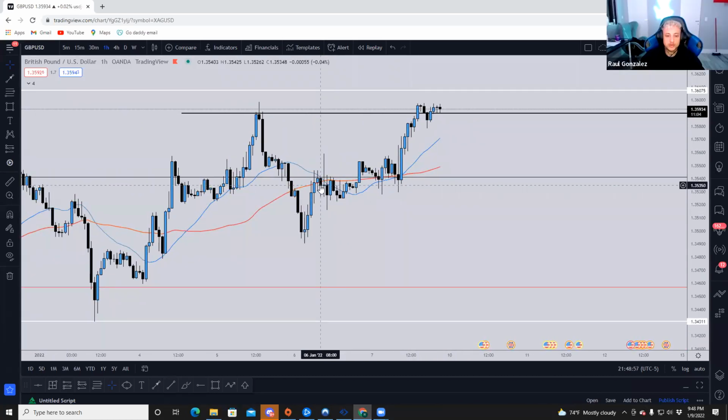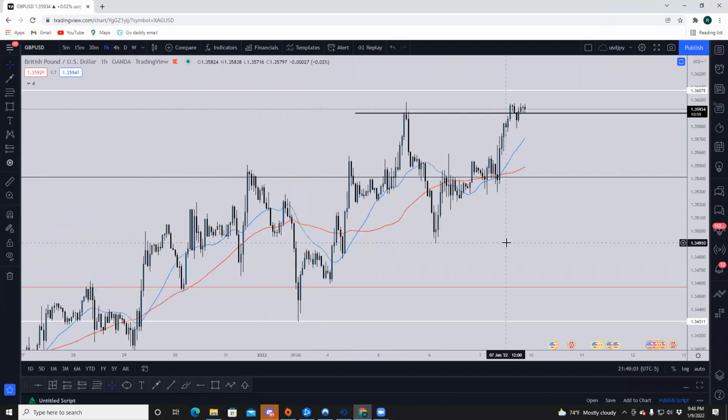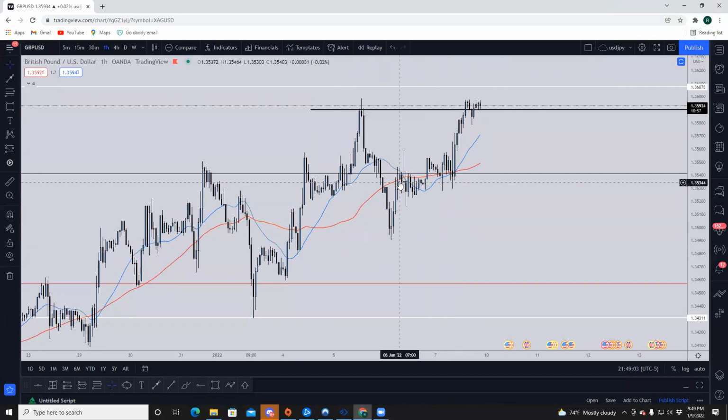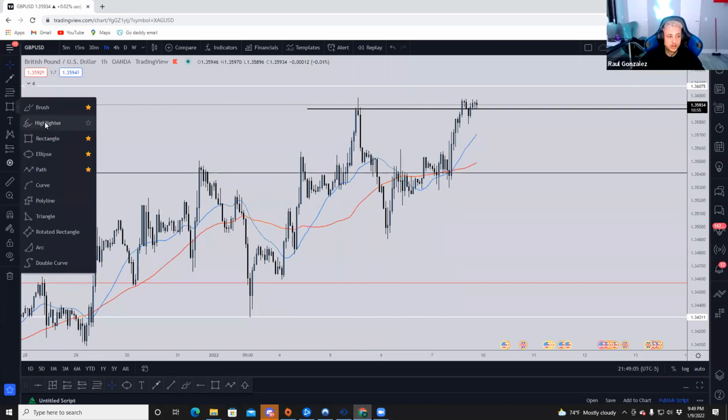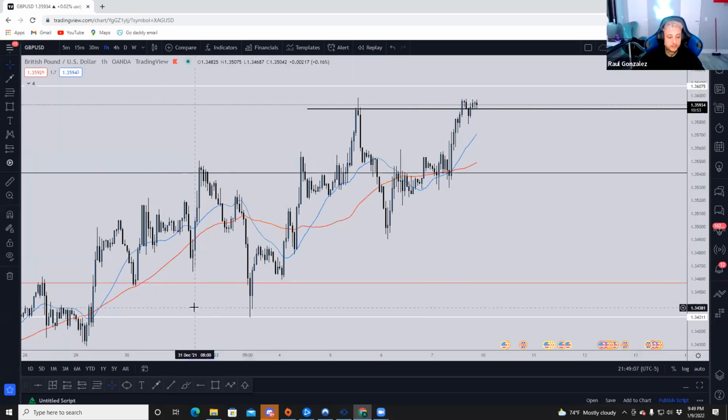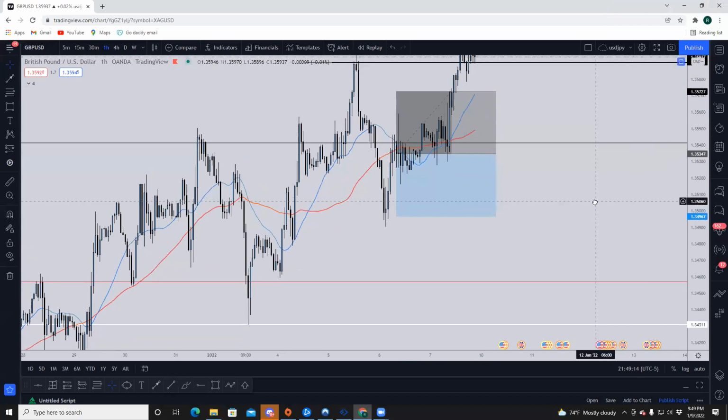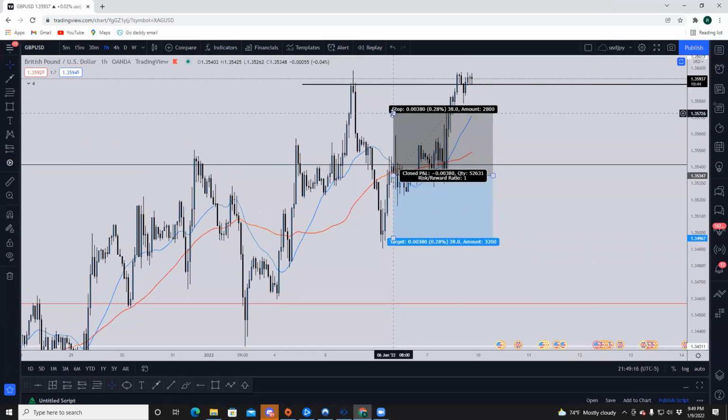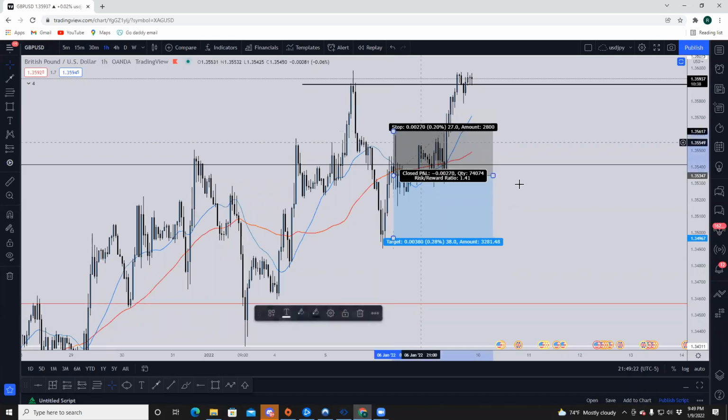This one? Yeah, I think it was there. Yes. So you made an entry here. What was your stop? Yeah, my stop was a little bit above the wick of the next. Like right here?